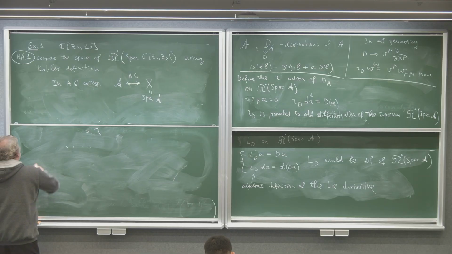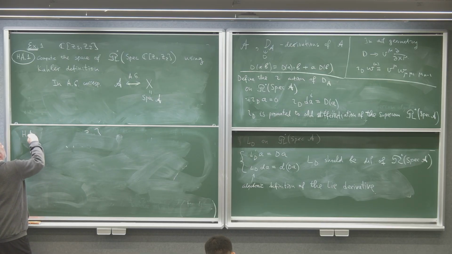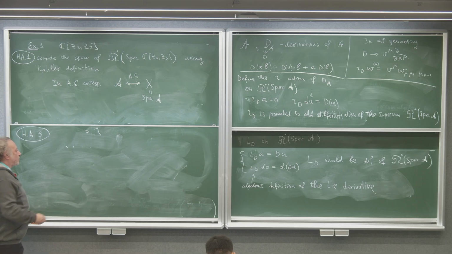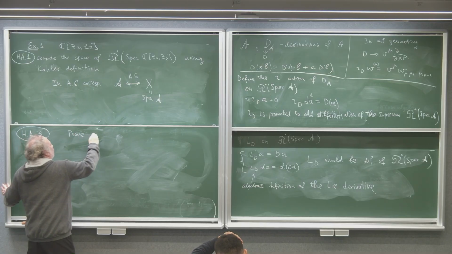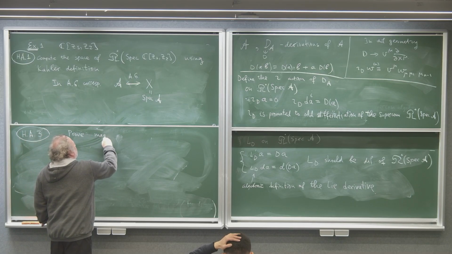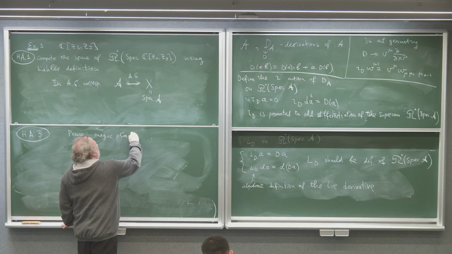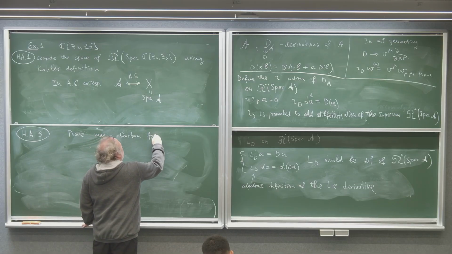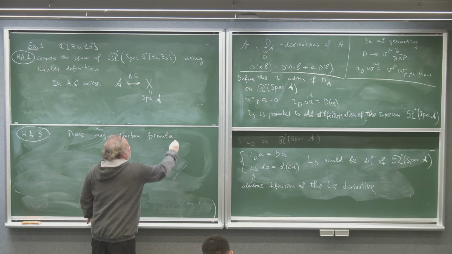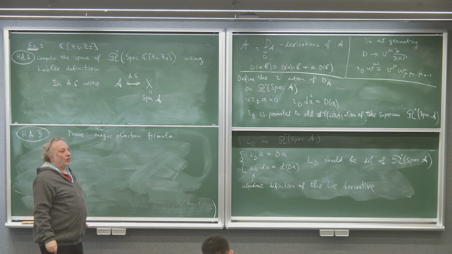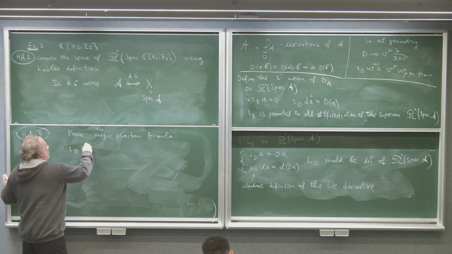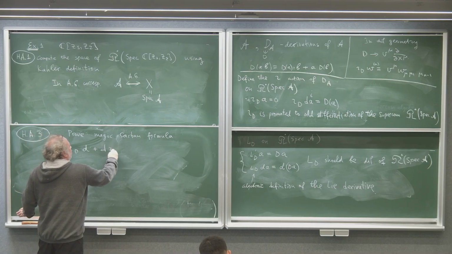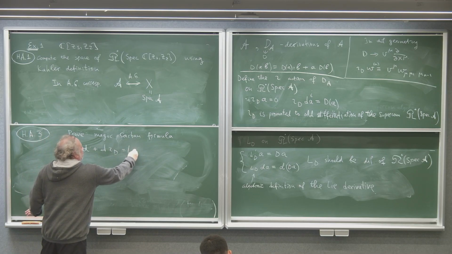And now there will be home assignment 3. Prove the magic Cartan formula. And the magic Cartan formula is iota_v d plus d iota_v is L_v.